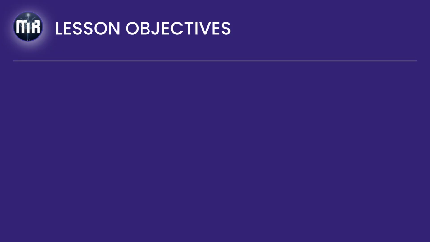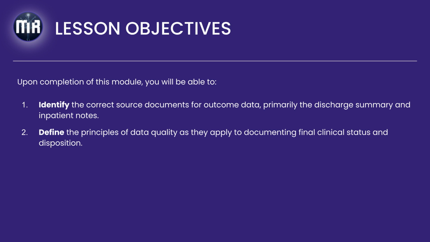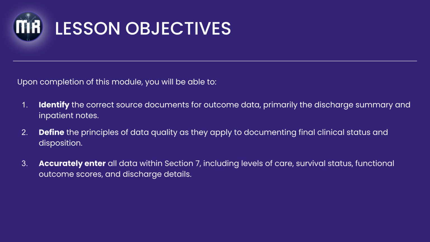Let us begin by reviewing our learning objectives for this module. Upon completion of this session, you will be able to: first, identify the correct source documents for outcome data, which are primarily the discharge summary and the inpatient notes. Second, define the principles of data quality as they apply to documenting the final clinical status and disposition of the patient. Third, you will be able to accurately enter all data within Section 7, including the levels of care, survival status, functional outcome scores, and discharge details.